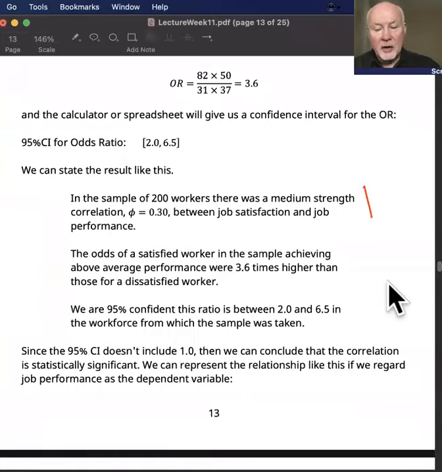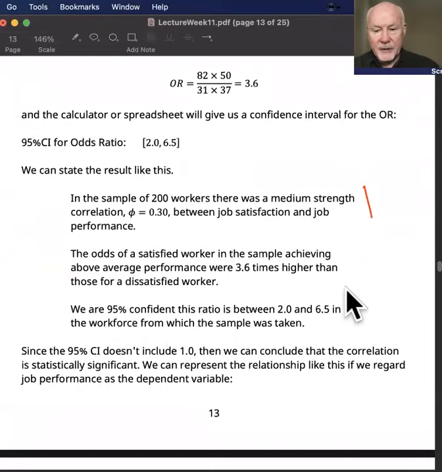The odds of a satisfied worker in the sample achieving above average performance were 3.6 times higher than those for a dissatisfied worker. And then, because it's a sample and you're making inference about the population, we can say we are 95% confident this ratio is between 2.0 and 6.5 in the workforce from which the sample was taken.